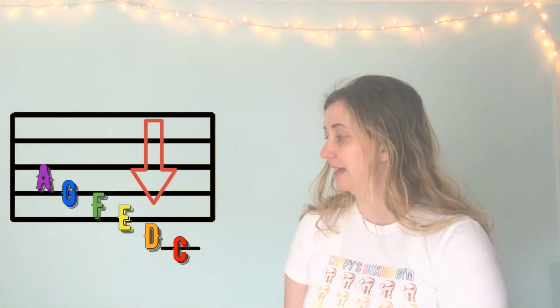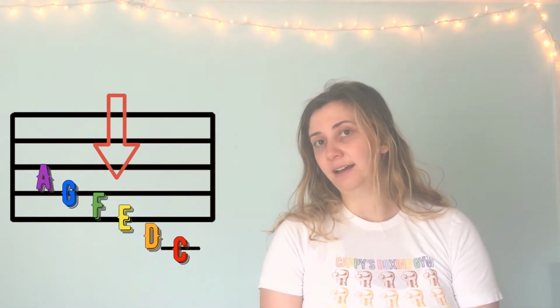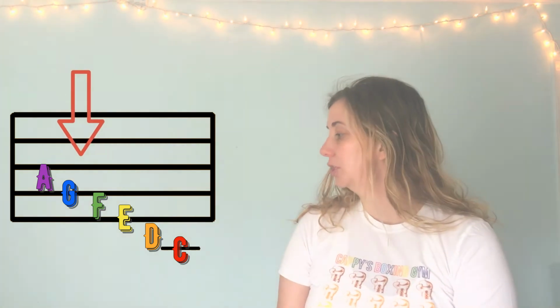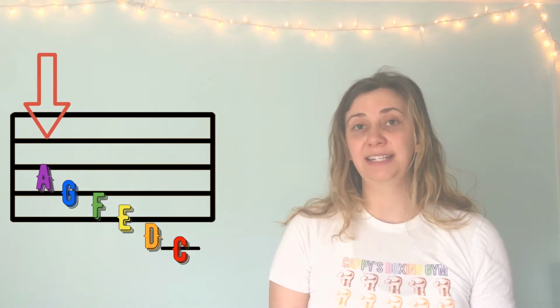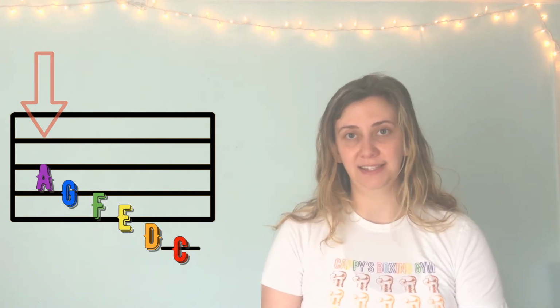So we can go all the way down to C, which is this little note by itself with a line through it. And then starting there, if we want to go up the staff, we can go in alphabetical order, going C, and then D, E, F, G, and now we're back to A, the second space in the staff.